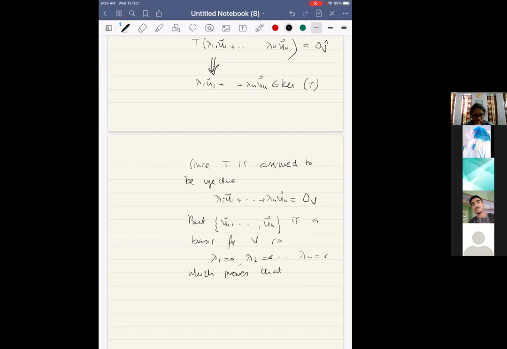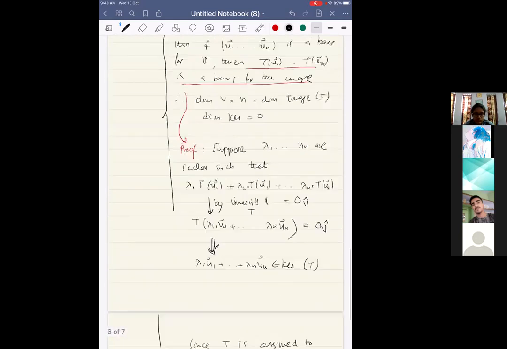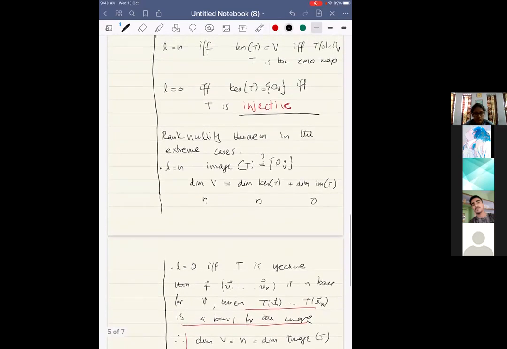that Tu1, ..., Tun is linearly independent in image T, but they also generate image T. So the dimension of image T is n, as promised. So this is the end of the detour. In other words, we have proved the rank nullity theorem in the two extreme cases.